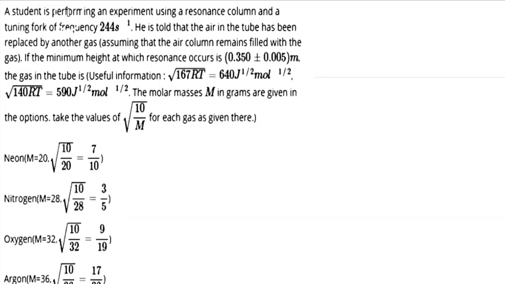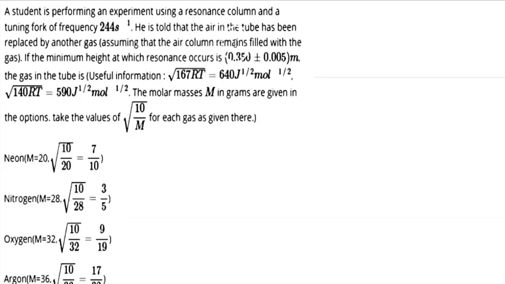So the given problem says a student is performing an experiment using a resonance column and a tuning fork of frequency 244 Hz. He is told that the air in the tube has been replaced by another gas. Now he was performing a resonance column experiment with a tuning fork and air was filled in it, and now he has been told that the air in the tube has been replaced by any other gas.